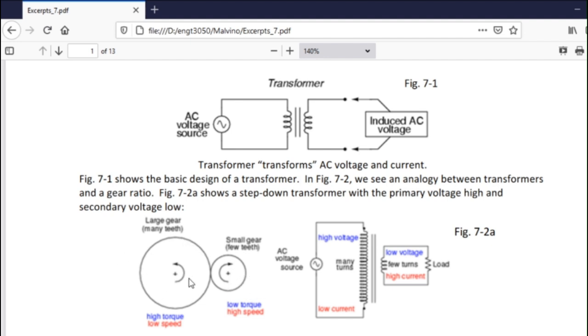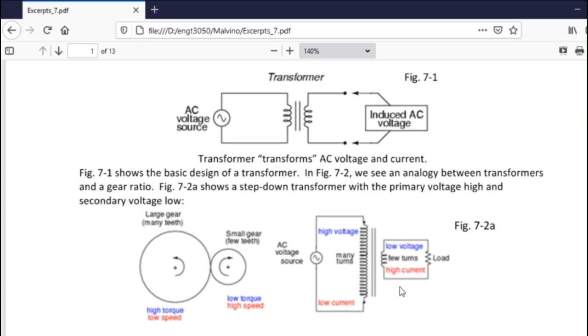This would be my voltage over here, big to little. Current would go opposite, so this would be big current and this would be little current. So voltage goes with the turns ratio. Here would be high voltage, low current. Over here would be low voltage and high current.